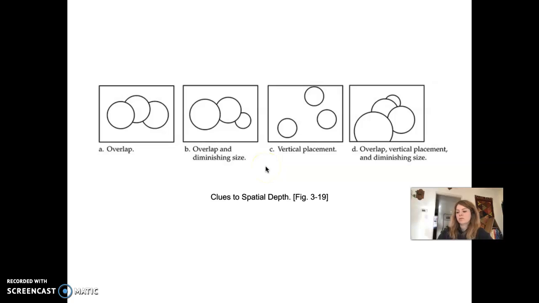So figure C shows overlap, diminishing size, and vertical placement. So vertical placement, objects lower down on the picture plane seem closer to us, and objects higher in the picture plane seem farther away. So this one seems like it's the closest to us, the next closest, and then that's the furthest away. Figure D shows all of them together, overlap, diminishing size, and vertical placement, all put together. And that really helps to create a three-dimensional space on a 2D surface. And these are little tricks that artists use to create depth.